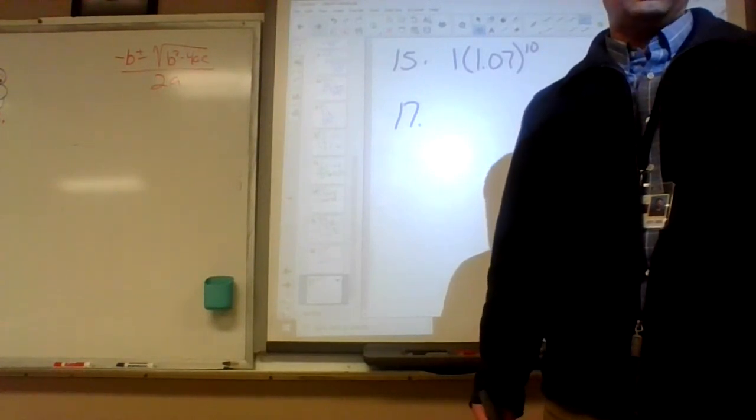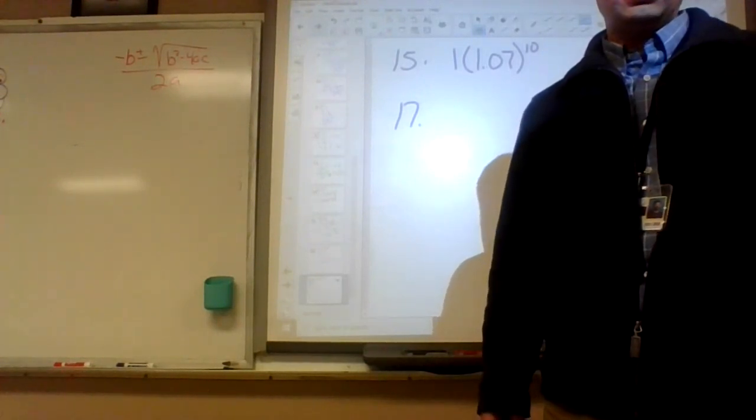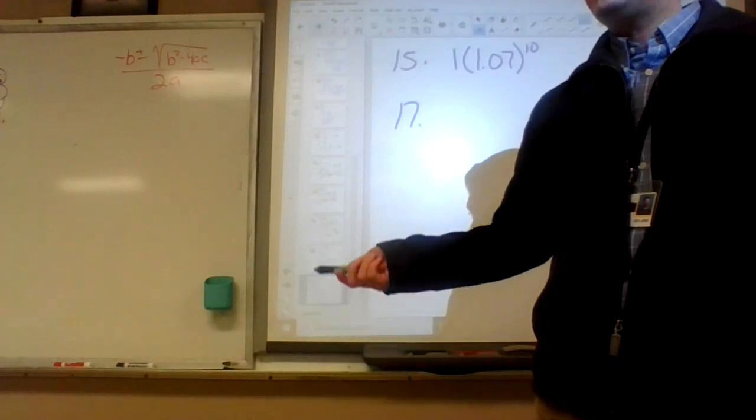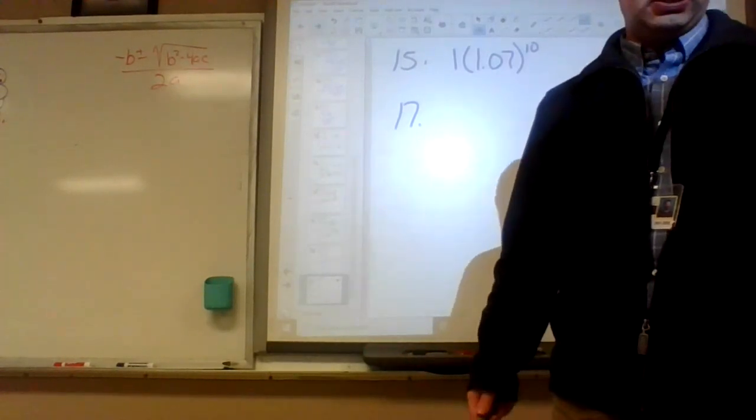On 15, you guys should have got $1.97 and $3.87. Since we're talking about money, we should round it off to the pennies.